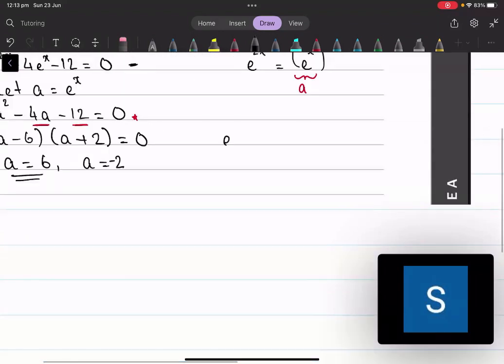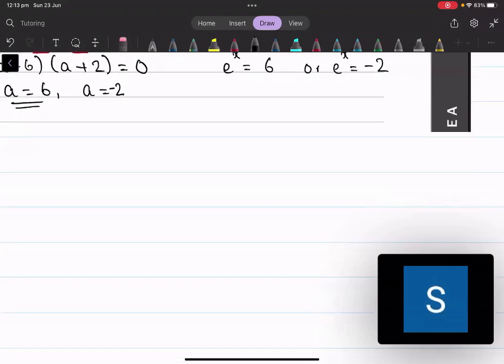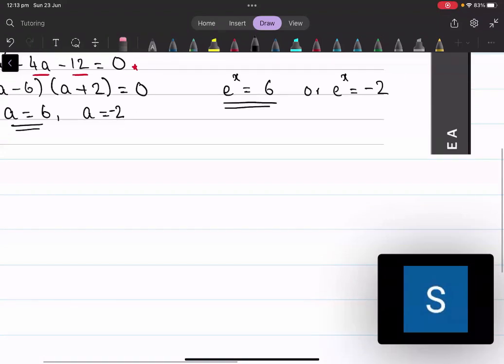So we have e to the power of x equals 6 or e to the power of x equals negative 2. Now, some of you may be wondering, hey, there are two solutions, so I can just rearrange both of these expressions and find two solutions for x. And the answer to that is you've got to think a little bit closely about this. The first expression, e to the power of x equals 6, is fine because 6 is a positive number.